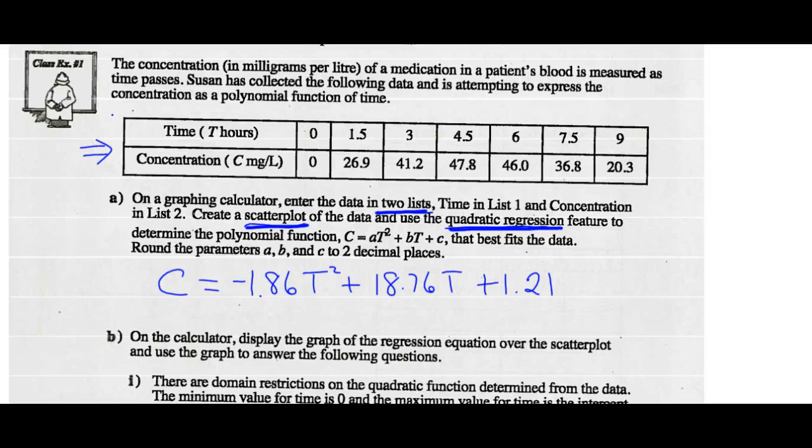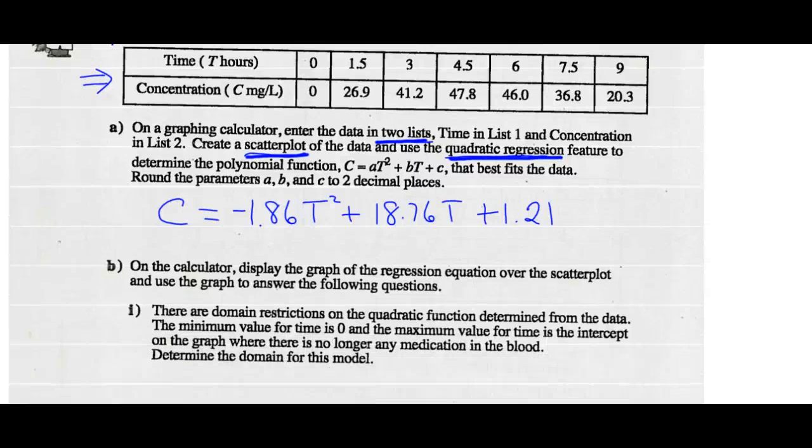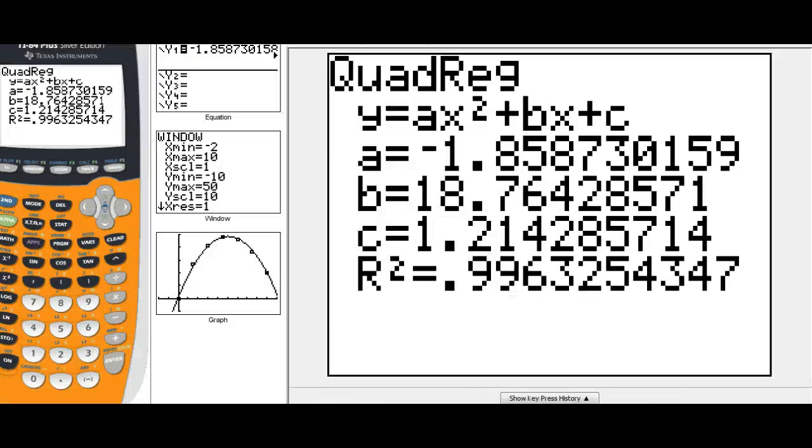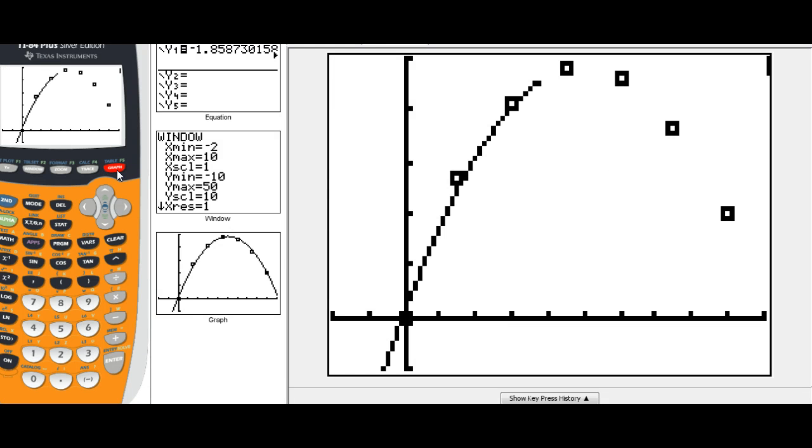Now, part B, on the calculator, display the graph of the regression equation over the scatter plot and use the graph to answer the following questions. All right, we can do that. So go to our graphing calculator. If we go to our y equals screen by hitting graph, because we stored that in y1, our regression equation, the curve will show up on our graphing calculator, and it looks like it goes through most of those points that we gave it. So it almost goes to the middle of all those boxes, but it touches all those boxes. So let's answer the question from the book.